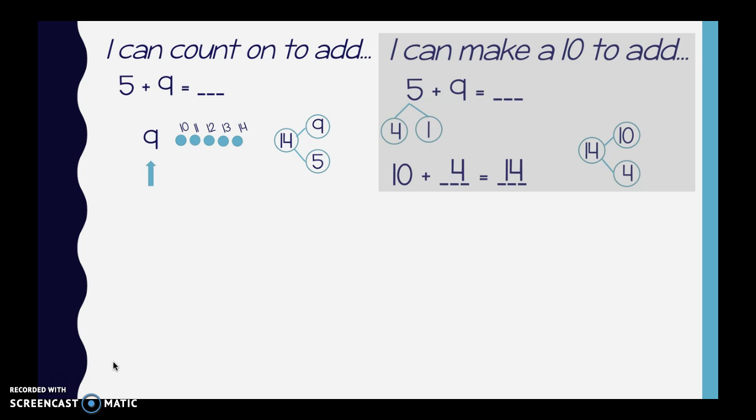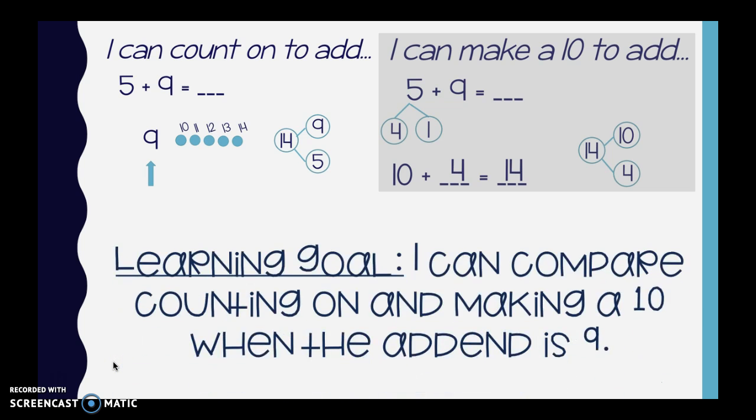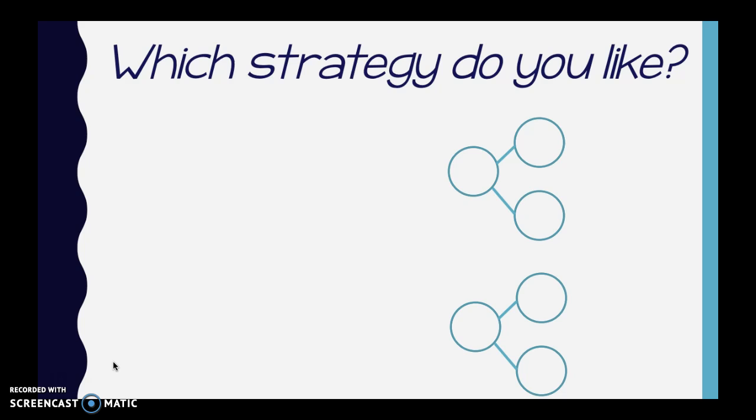Now we learned the strategy to make a 10 because that might make it easier for you to solve the problem. But maybe you prefer to count on. Maybe you like to say the bigger number and then count up the smaller number. Today our learning goal says, I can compare, or talk about which one's different and how they're the same. So I can compare counting on and making a 10 when the add-in is 9. Let's try it. So which strategy do you like?